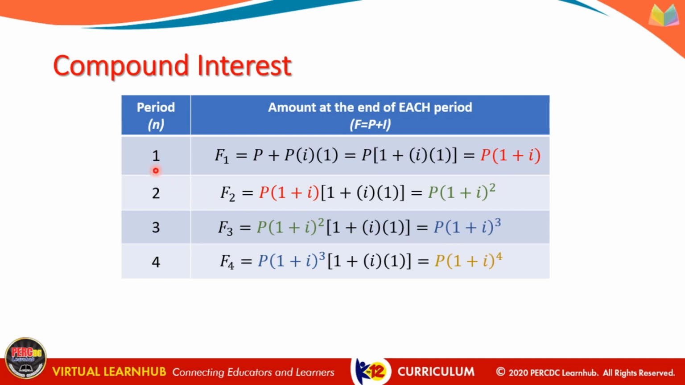Notice that at the end of the first year, we have an exponent 1. At the end of the second year, an exponent 2. At the end of the third year, an exponent 3. And at the end of the fourth year, an exponent 4. Observing the pattern, we can say that the future value of an investment invested in compound interest would be P times quantity 1 plus I raised to N. We can apply this formula in our previous example.